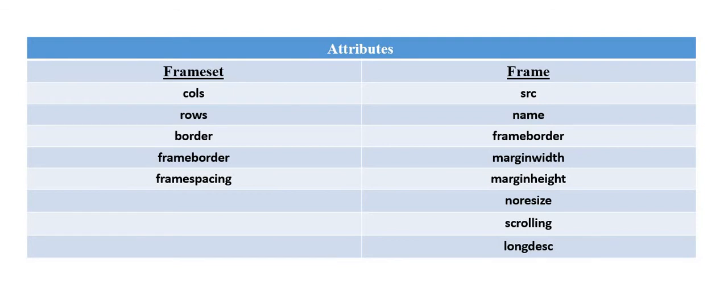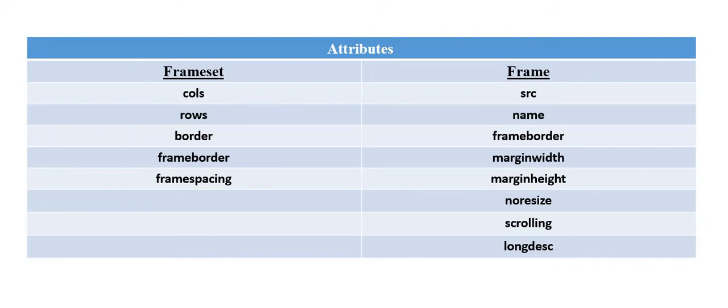The frameborder attribute specifies whether a 3-dimensional border should be displayed between the frames. If you specify the value of frameborder equal to 0, then it specifies no border. And the last one is framespacing. This attribute specifies the amount of space between frames in the frameset tag. The different attributes in frame tags are src, name, frameborder, marginwidth, marginheight, noresize, scrolling, and longdesc.